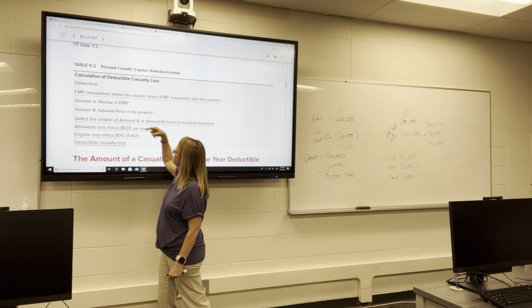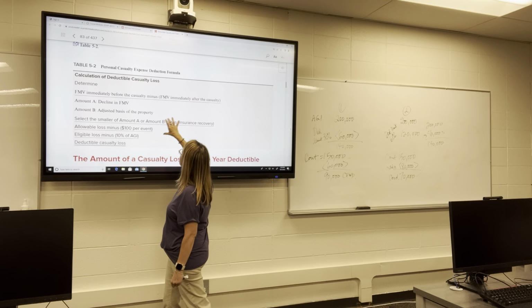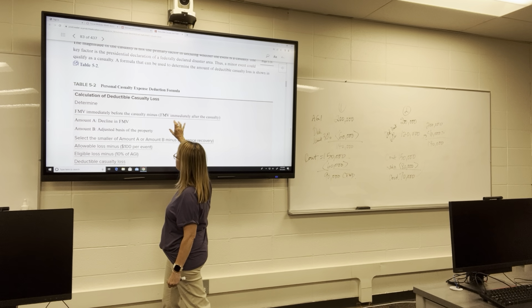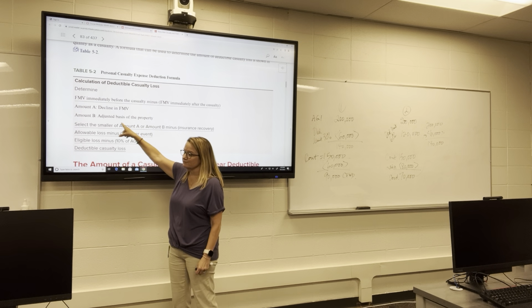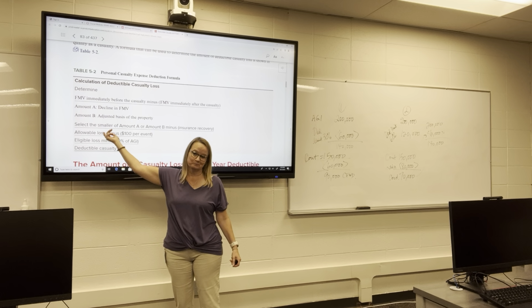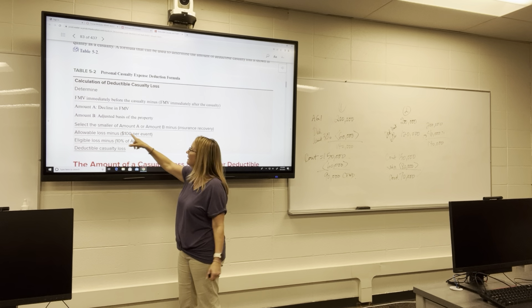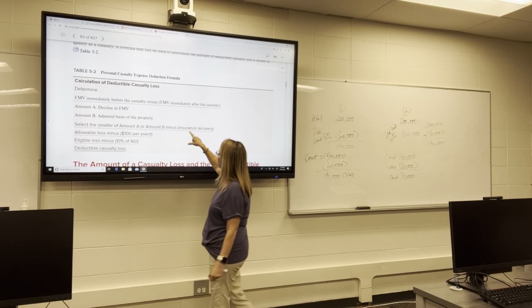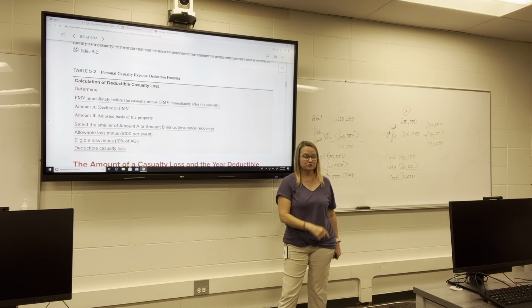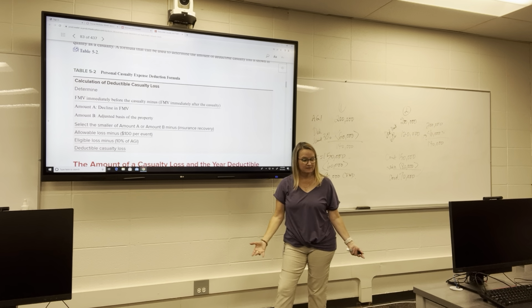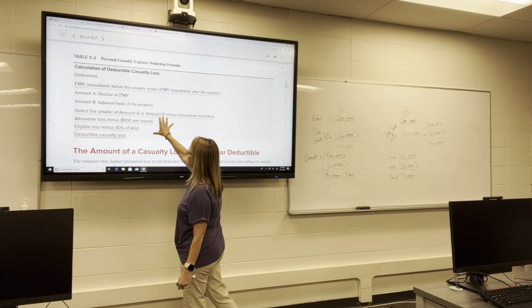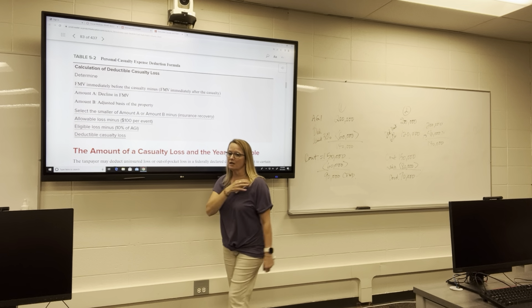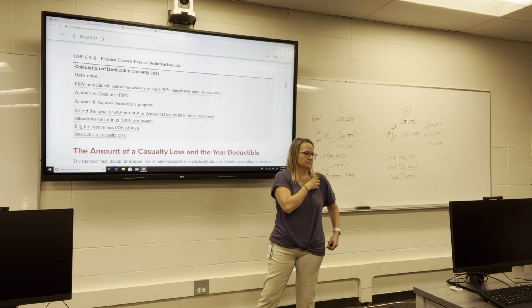The adjusted basis of our property is what? $10,000. Whoops. So we're going to take the smaller of those two. Not very generous, right? Select the smaller of A or B. Then you've got to subtract your insurance recovery. Did the insurance pay anything? Well, you got that back. You don't get a deduction for that. You take that. You subtract $100. Don't ask me why it's $100.